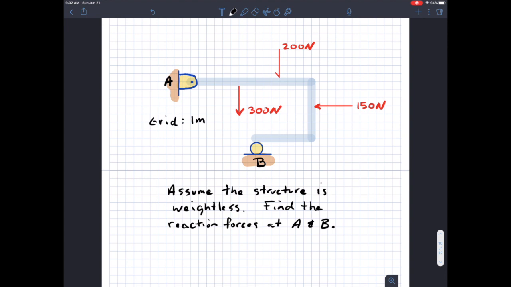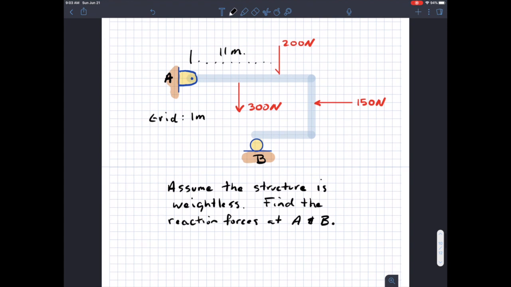All right, it's pinned at point A, and there's a roller at point B. So that I don't have to put dimensions everywhere, let's just use a grid, and all the spacing on the grid is 1 meter. So we can read off distances. For example, this distance right here between pin A and the 200 Newton force is 1, 2, 3, 4, 5, 6, 7, 8, 9, 10, 11 meters. So we've got all the dimensions on the problem just by looking at the scale.